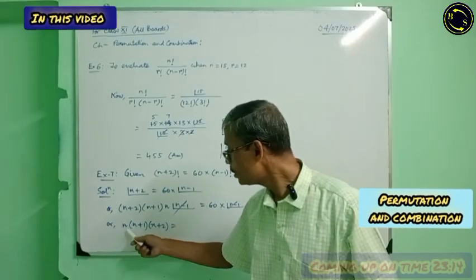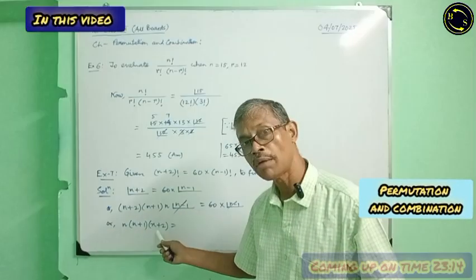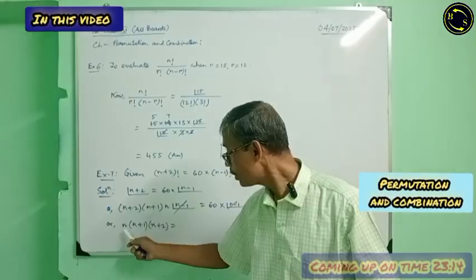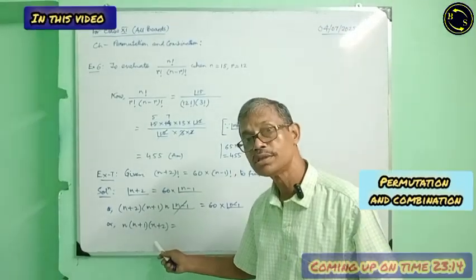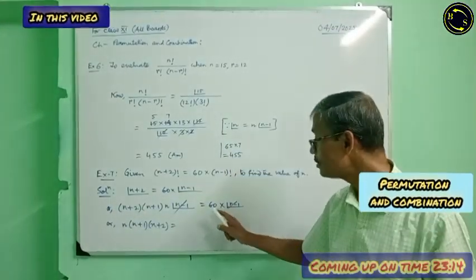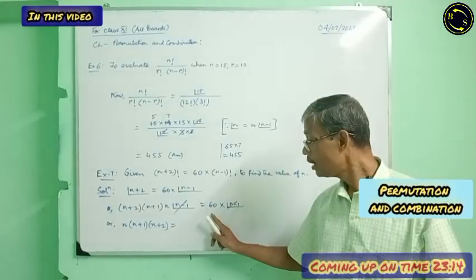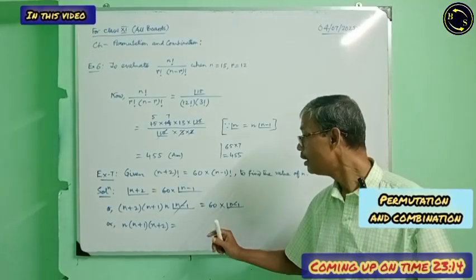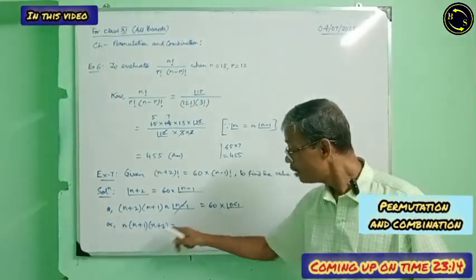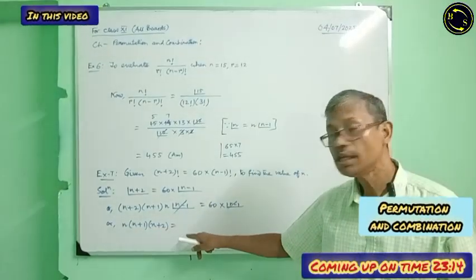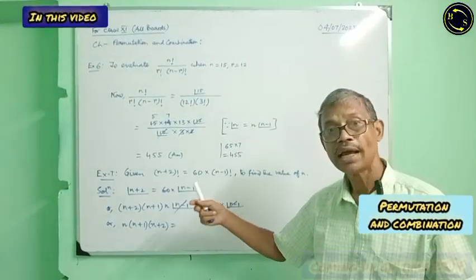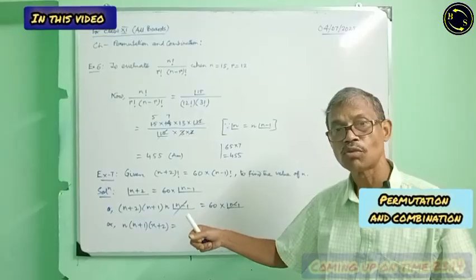Here you see these three are successive numbers. Product of three successive numbers. Now on the right side we have 16. Now you may think that we first multiply these three and get an equation which is a cubic equation.